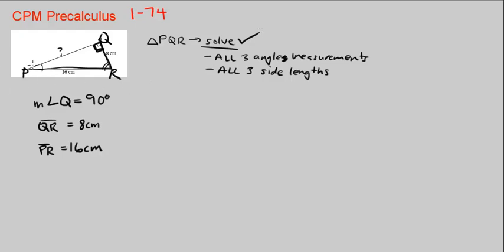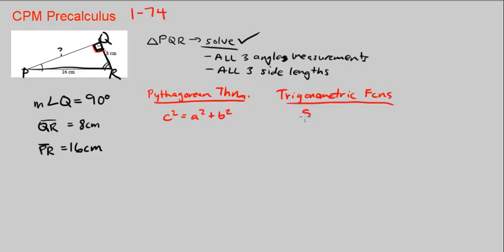So let's start off by looking at what information we have. Well, we have two sides and one angle, and given a right triangle, we can use the Pythagorean Theorem, which is c squared equals a squared plus b squared, and we can use trigonometric functions, which are sine, cosine, tangent, and our little memory tool, SOHCAHTOA.